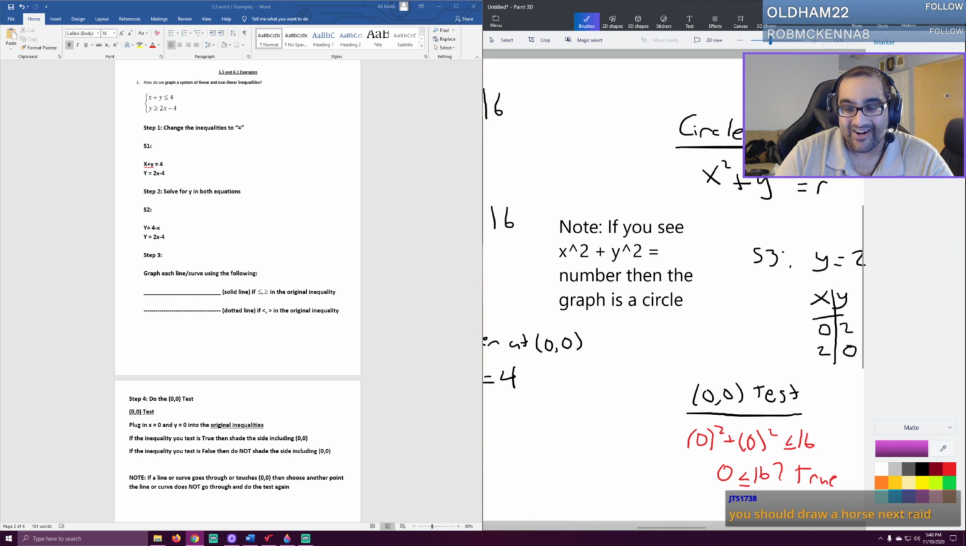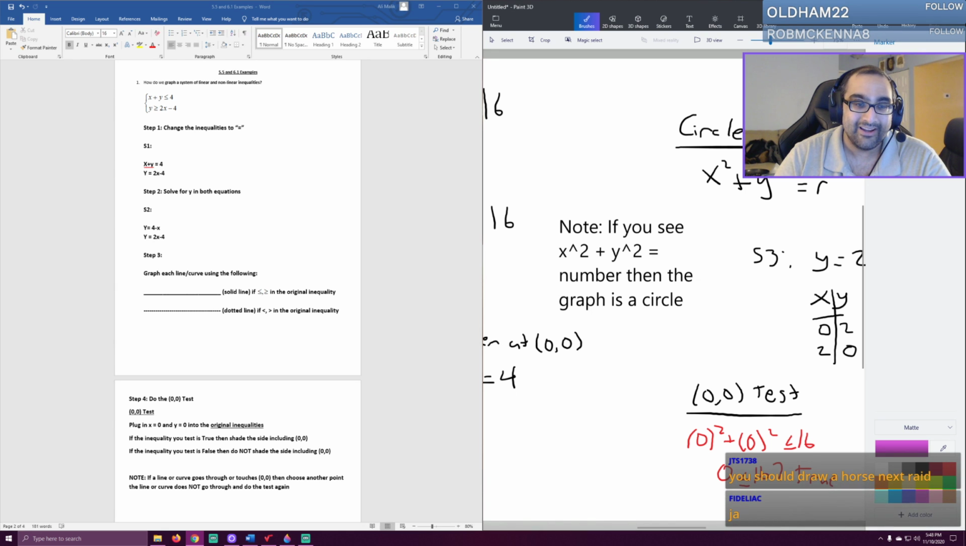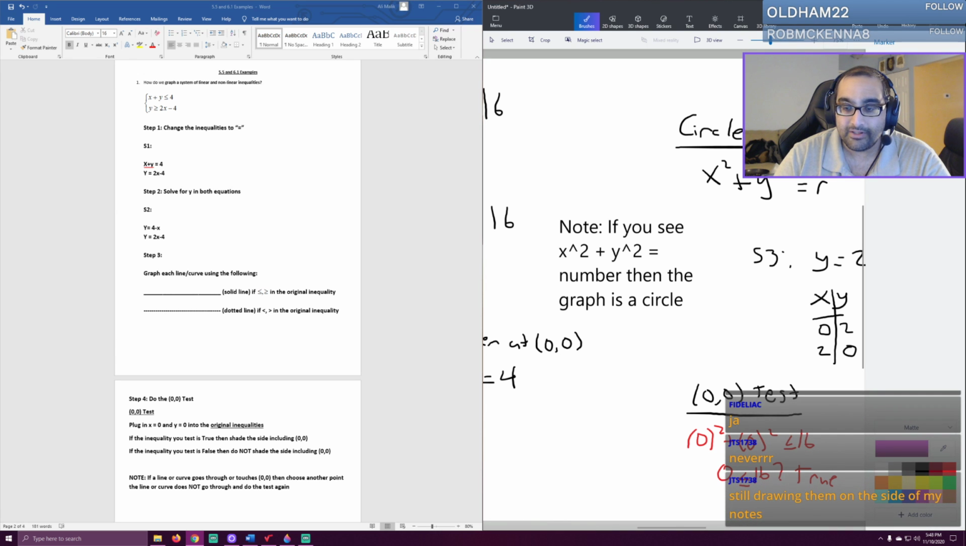Yeah, I should draw a horse next raid. That horse, you're never gonna let that go. I know you're gonna never let that go. Oh, that horse is gonna haunt me forever. I don't think that's something that is gonna be let go for a while. Now, can I blame you? No. But that horse, man. Holy smokes.